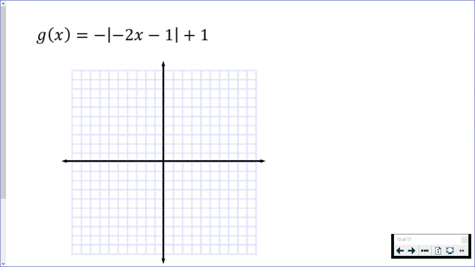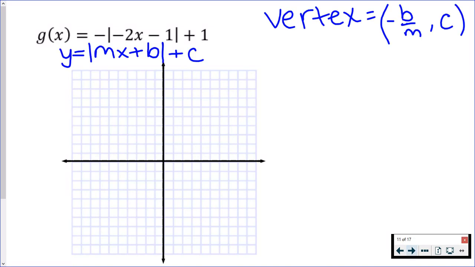I'm going to show you how to graph this absolute value function. As it is, it's in a form that we want. I don't have to move anything around. So I'm going to start by finding the vertex.